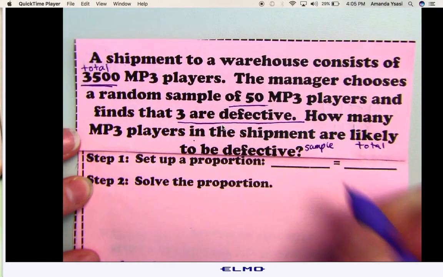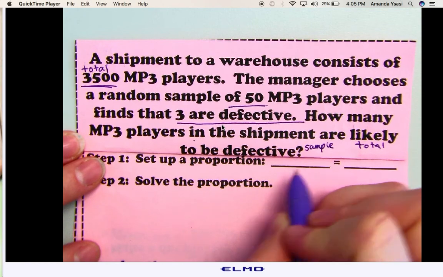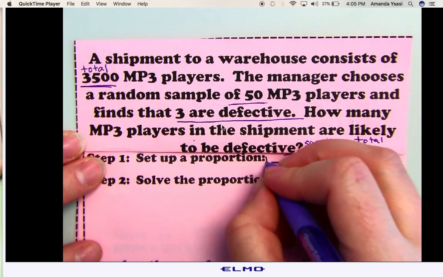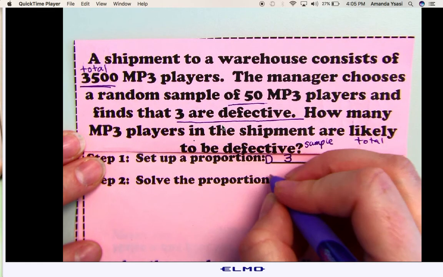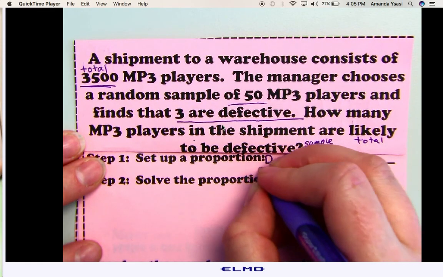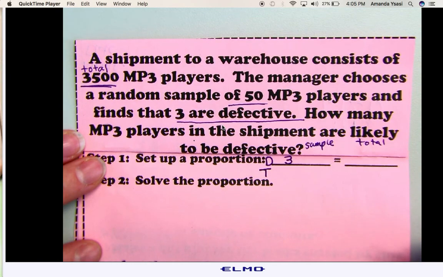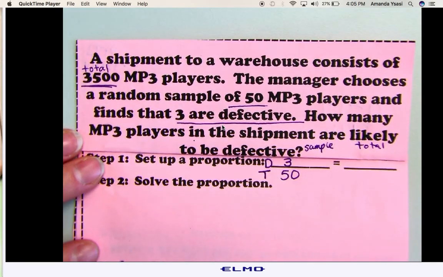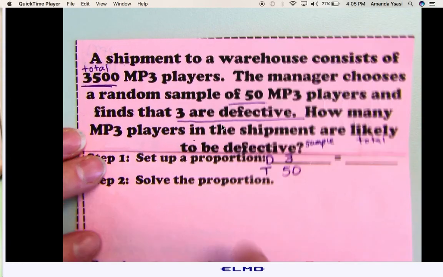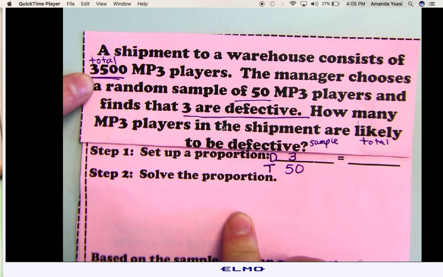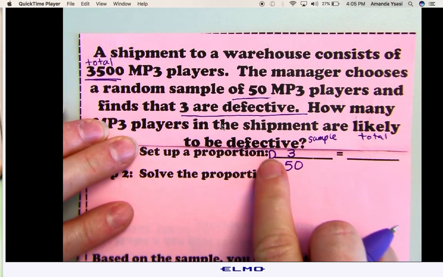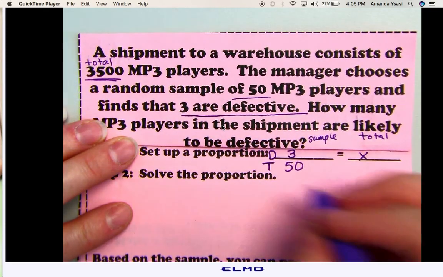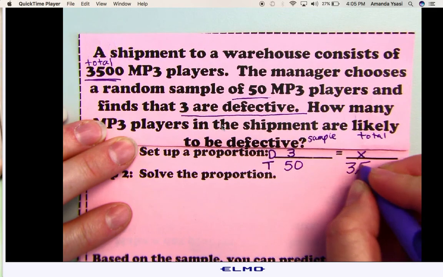So in this proportion, how many in the sample are defective? There are 3. So we're going to put defective over the total. So 3 out of 50 are defective. And we want to find out how many are defective in a total of 3,500. So we don't know how many are defective. So that's going to be our X out of our total of 3,500.